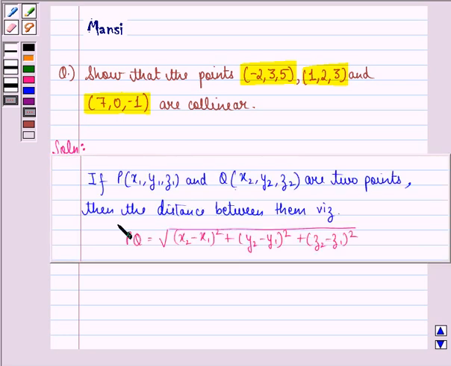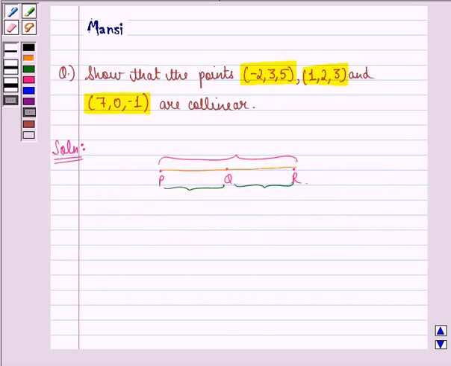Also, we see the formula that says that if the point P given by x1, y1, z1 and the point Q given by x2, y2, z2 are two points, then the distance between them, PQ, is given by square root of x2 minus x1 the whole square plus y2 minus y1 the whole square plus z2 minus z1 the whole square. So, using these two concepts, we find out the solution to this question.